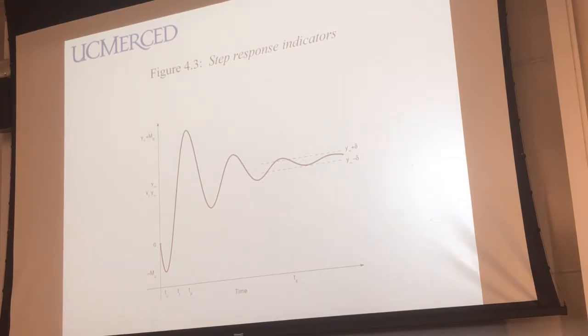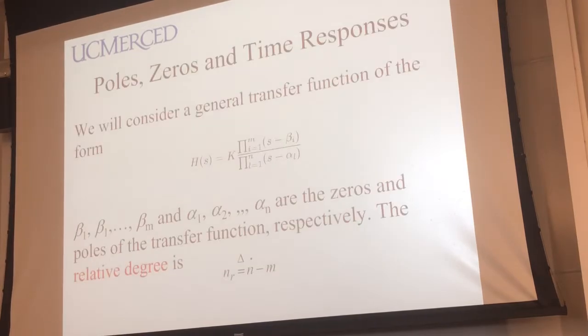I'm going to show you an example, but before that, relative degree. Okay? Relative degree is the denominator degree minus the numerator's degree. Okay? Like the last time, the quiz, the answer is 0.